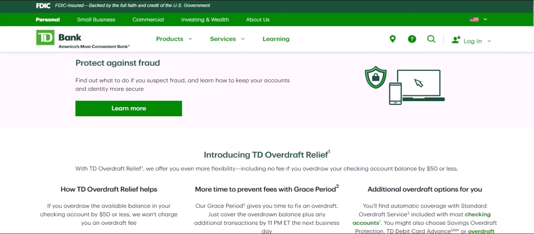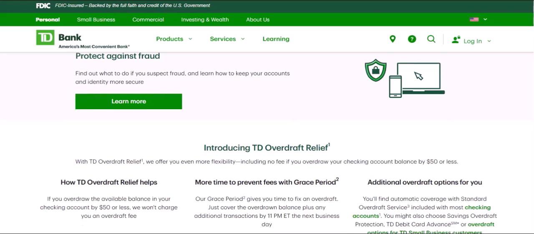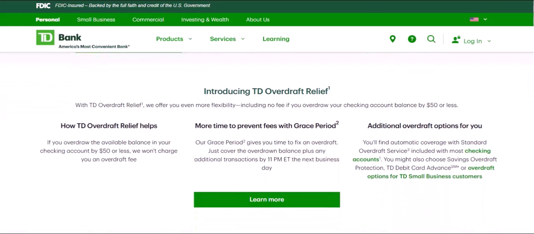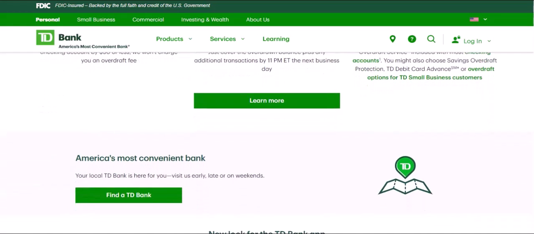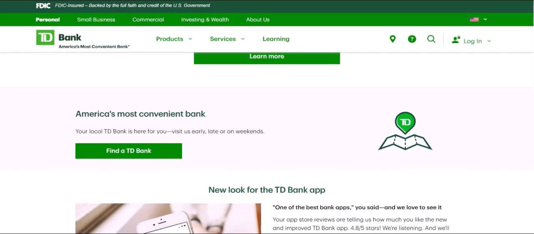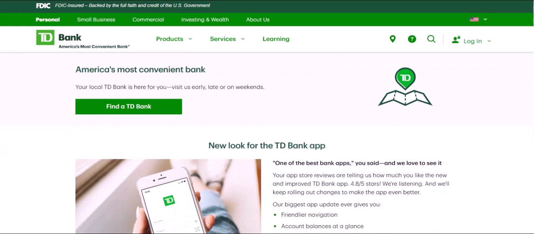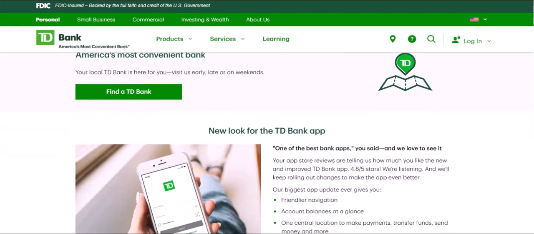ATM: many TD ATMs accept cash and check deposits, including USD. However, for foreign currency checks or large cash amounts, an in-branch deposit might be more advisable. Mobile deposit: for checks, TD's mobile deposit feature allows you to snap a picture of your check using the TD app. If you're depositing a USD check into a USD account, this is a very convenient option.